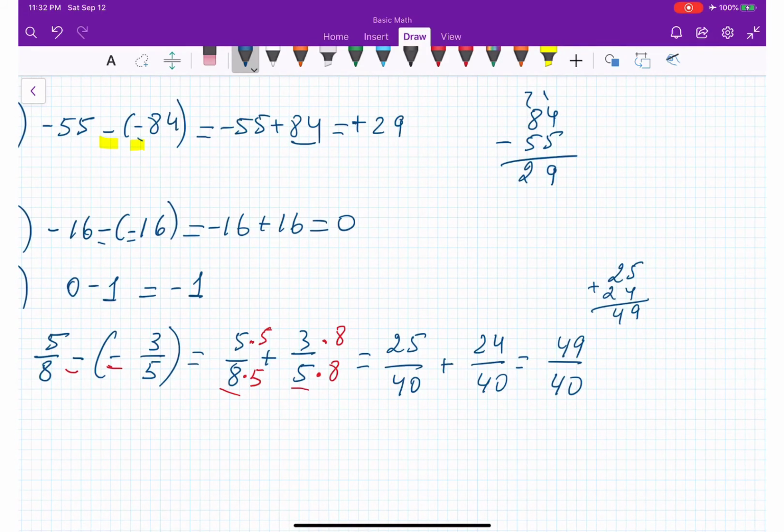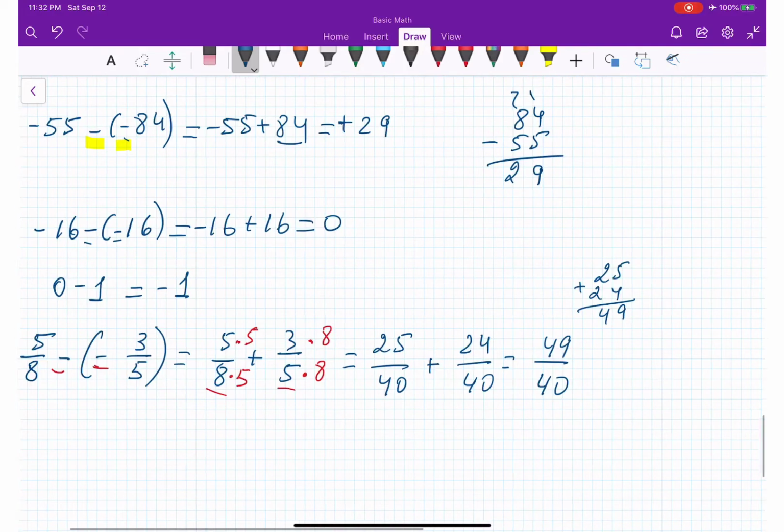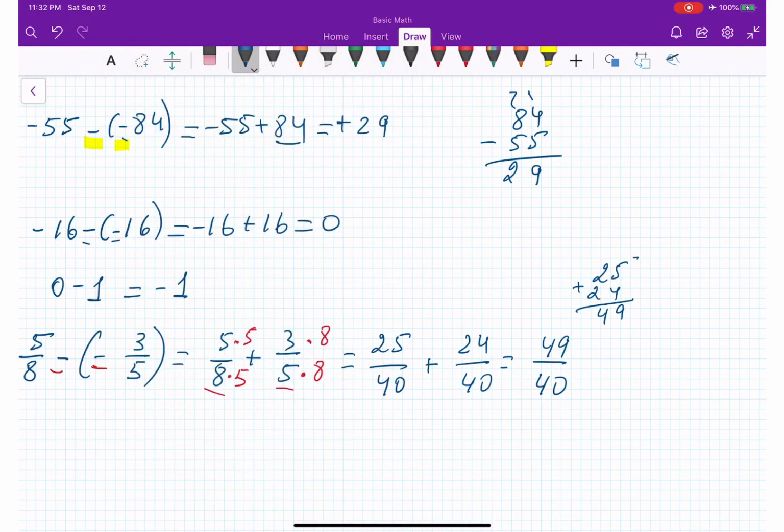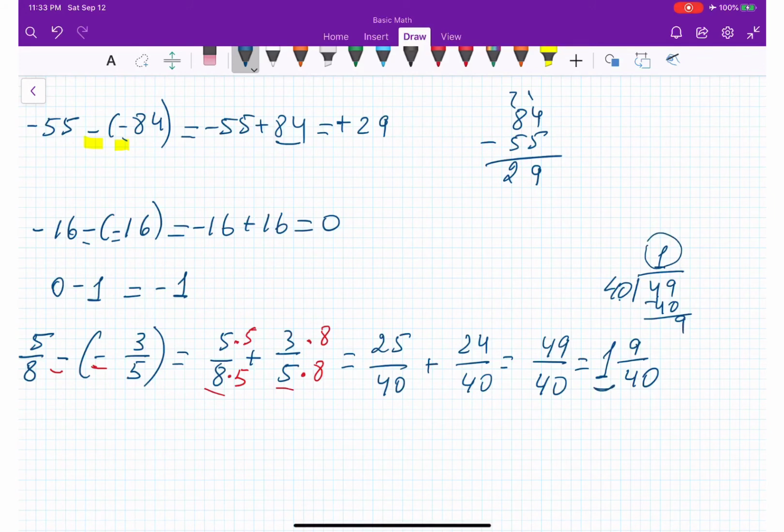So if I take 49, divide by 40, let me do it here. How many times is it going to fit? 1 time, right? So this 1 comes here. How much is going to be the remainder? 9. Okay, so this 9 comes here. Denominator doesn't change. Okay? One more time. We divide 49 by 40. The whole number that will fit, once, comes here. And then remainder 9 comes here. Denominator doesn't change, stays the same.